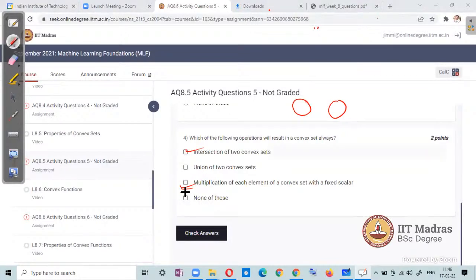It is a convex set, sir. But I have this doubt: if you multiply with a fixed scalar, it may go out of that range. Will it still remain part of that convex set? You're multiplying each element, so will the set not become bigger then? Okay, I understand what you're thinking. Say the point is 3, 4, lying in this set.